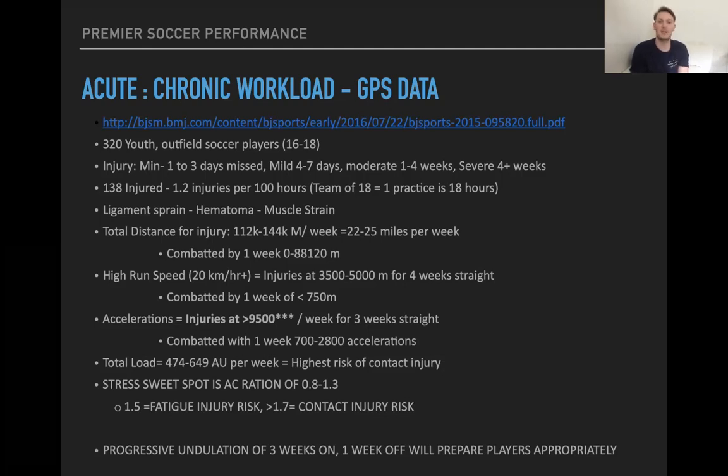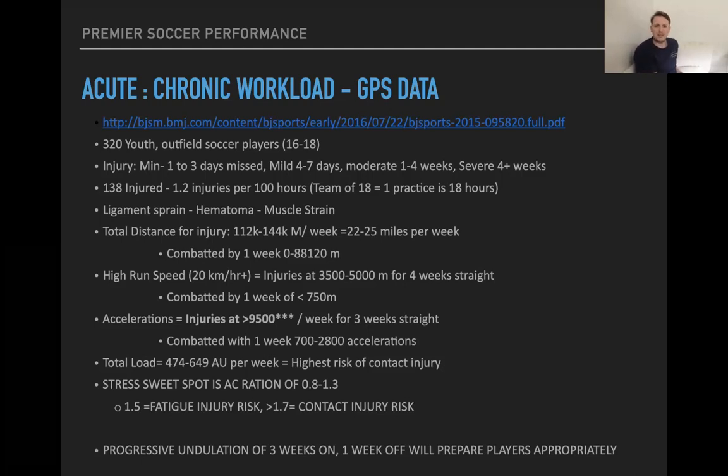What they found in the study was there's 3 main injuries that occurred. The first one was a ligament sprain, so either an ankle sprain or a ligament in the knee getting sprained or torn. The next most common one was a hematoma, or just a fancy word for a bruise, a contact injury from getting knocked. And then the third most common was a muscle strain.